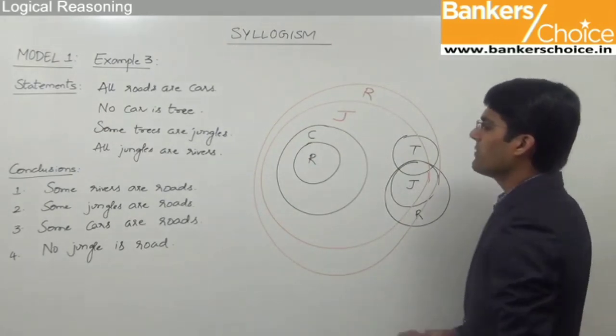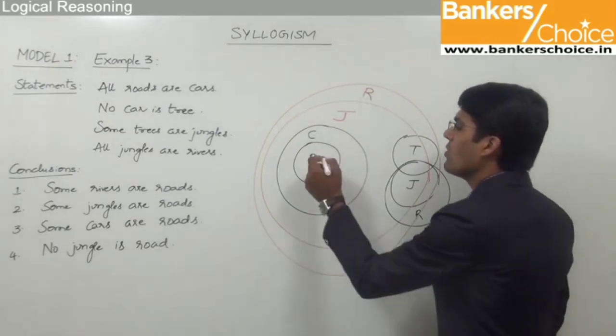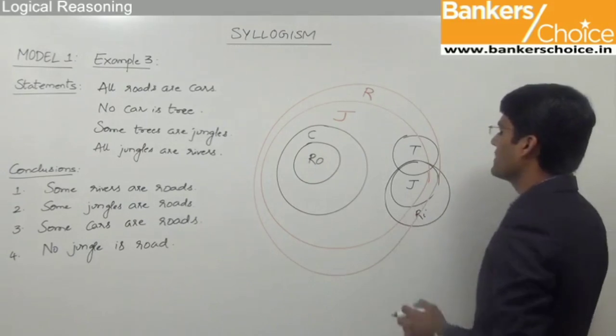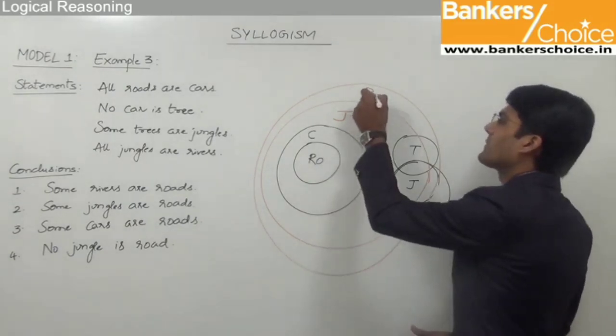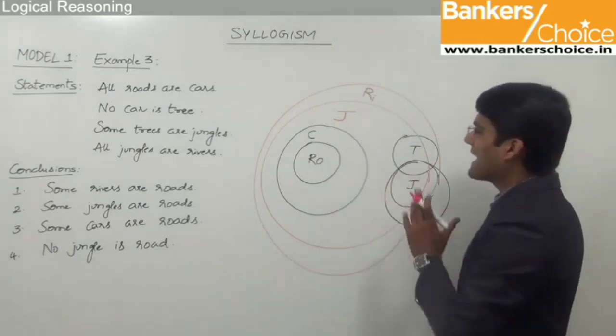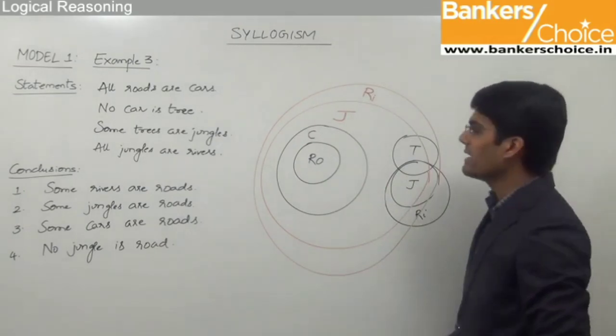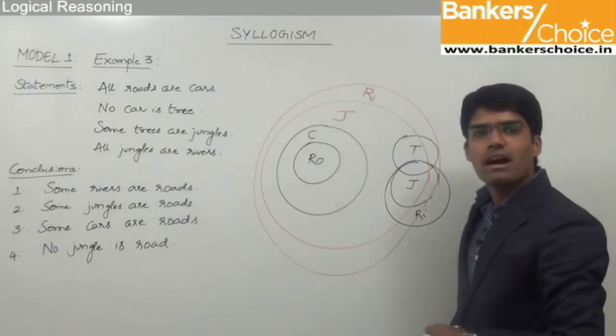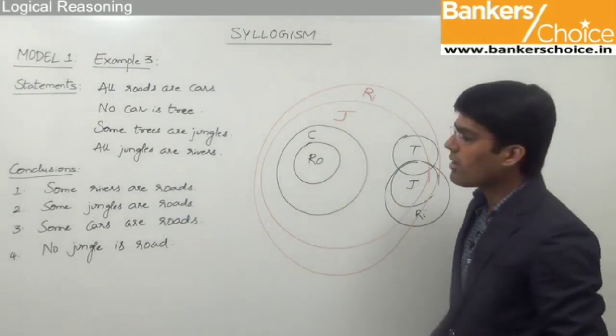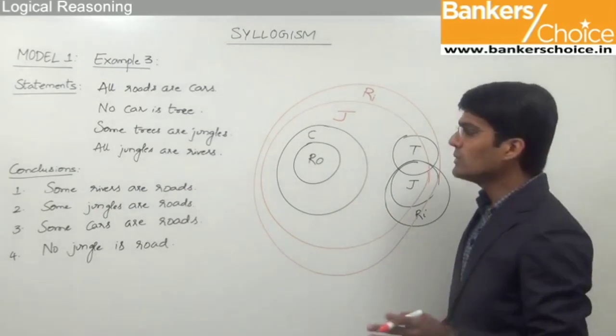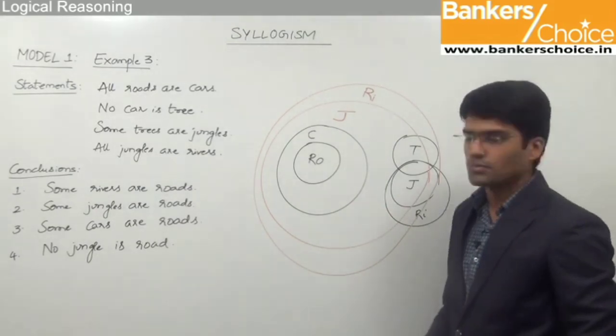For understanding point of view, let us take roads as RO and rivers as RI, so that we don't get confused in R and R. So friends, the black diagram what we can see here is the basic diagram, and these red circles are the additional diagrams which can be drawn for the given statements. Let us now see which of these conclusions are true.